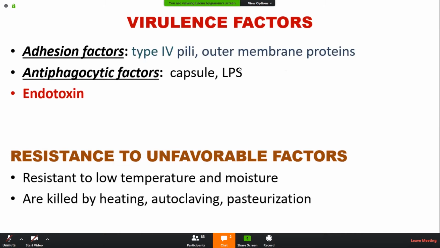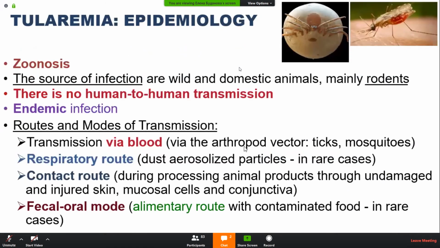Well, resistance to unfavorable conditions: resistant to low temperatures and moisture, can be killed by heating, autoclaving, pasteurization, antibiotics, disinfectants. Nothing specific. It is a zoonosis. There is no human-to-human transmission. Human is a dead end.